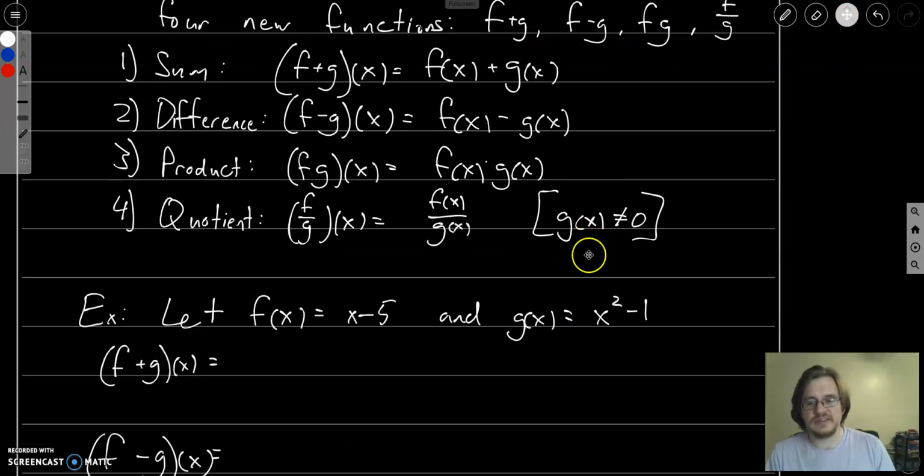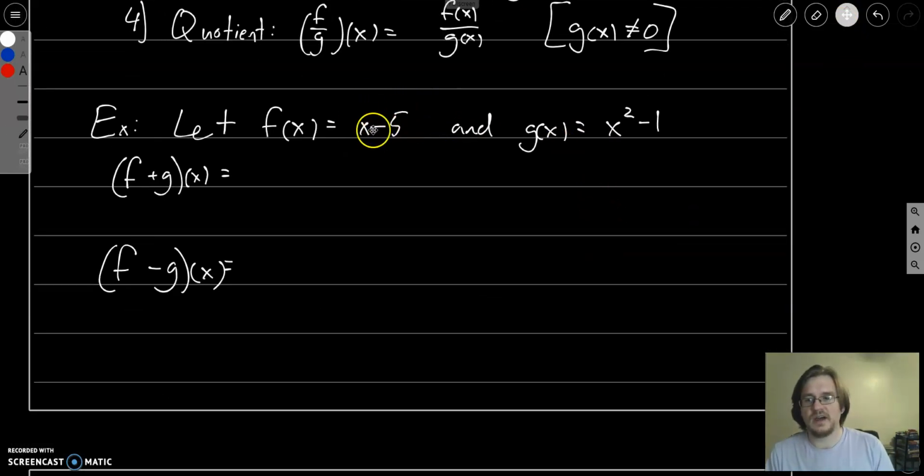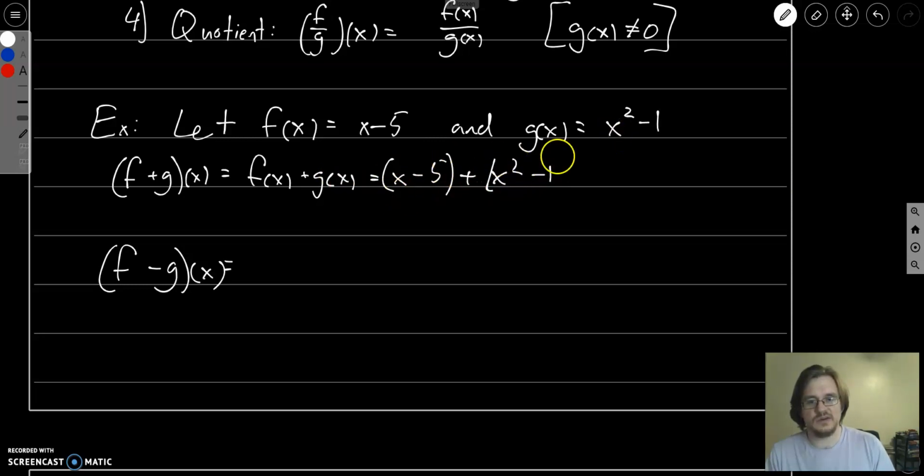So let's do a couple of examples. Here I've got f of x is equal to x minus 5, perfectly valid function. We've got g of x is x squared minus 1, another nice function. And what we can do is we can look at f plus g of x. So we're going to make a new function. So what is this new function? We're going to take f of x and we're going to add g of x to it. So this new function is going to be f of x plus g of x, which we can write down as x minus 5, and we're going to add x squared minus 1.